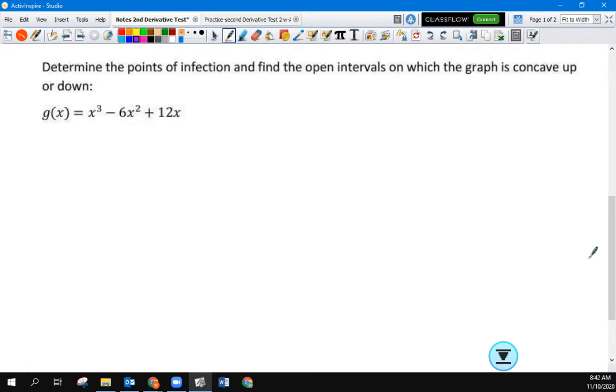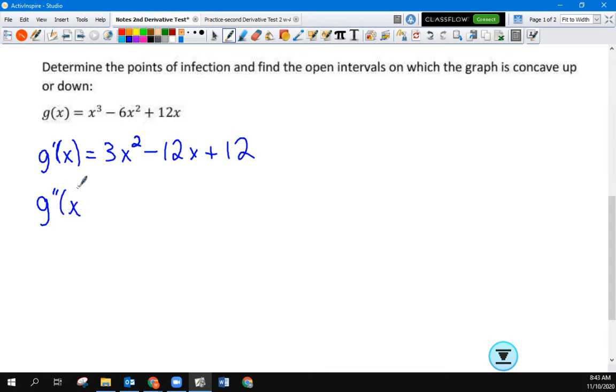Okay, all right. Determine the points of inflection and find the open intervals which the graph is concave up or concave down. Basically, we're doing the exact same thing we did on the last problem. The only difference is they're asking us to determine if they are in fact points of inflection and where they are. Okay, so again, just like the last problem, the first thing I need to do is find the second derivative. Okay, so we got to go through the first derivative first. So 3x squared minus 12x plus 12, that's our first derivative. Then we go straight through to our second derivative. So we get 6x minus 12.